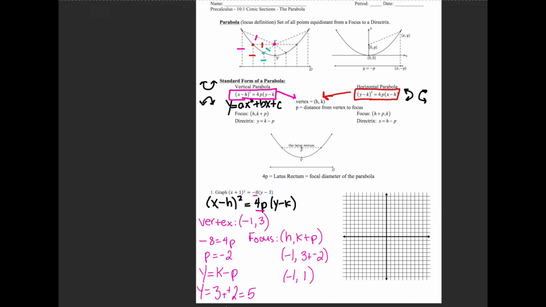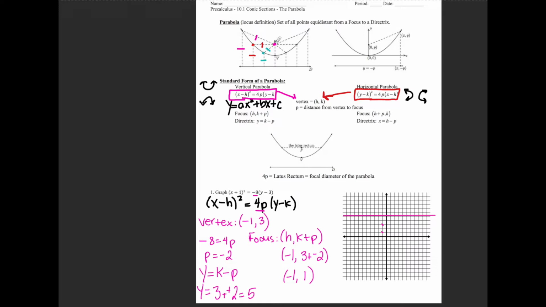Once I have all this information, I'm going to start graphing. I'm first going to graph the vertex, the focus, and the directrix, and then we'll go from there. Now I have my directrix, my vertex, and my focus. My vertex is always going to be between the directrix and the focus. From here, I'm going to use the focus to find 2 more points on my graph.